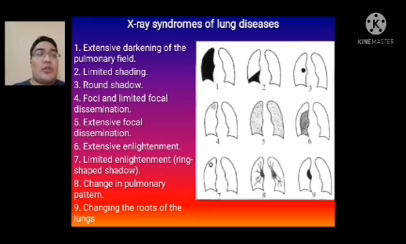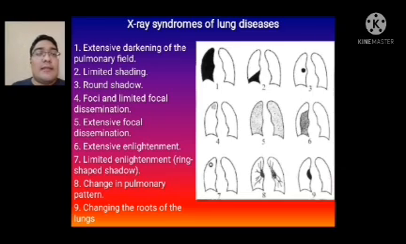Next, third one, round shadow. It means that the round shaped shadow is filled with something. Maybe it's connective tissue, maybe it's blood, maybe it's pus. Next, foci or limited focal dissemination. It means that some pathology, inflammation, is shaped like points, but it's located in one area. It's bordered within one area. Next, extensive focal dissemination. It means that this dissemination is more than one lobe. It can be one lung, two lungs, half of a lung, etc.